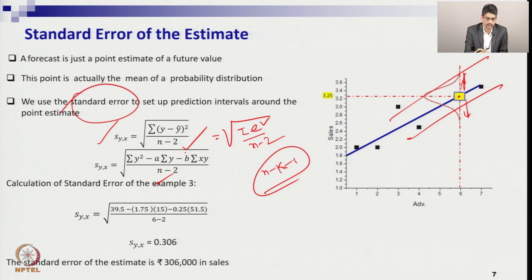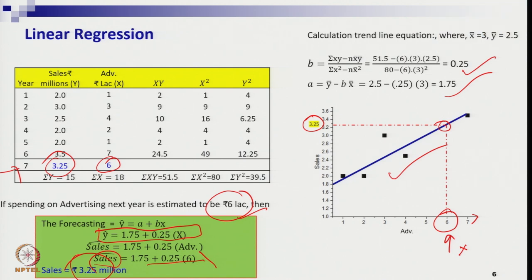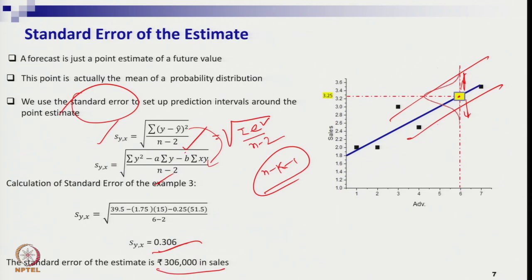So this way you estimate it, and if you put in the data through the calculation of the previous table that I have shown you, you will get the standard error as 0.306, which in terms of this data set is almost 3 lakhs. So this is your standard deviation. For 6 lakhs of investment in advertisement, your sales are predicted as 3.25 million, but it can have a deviation of 3 lakhs to the upside or downside. So this is your standard error.